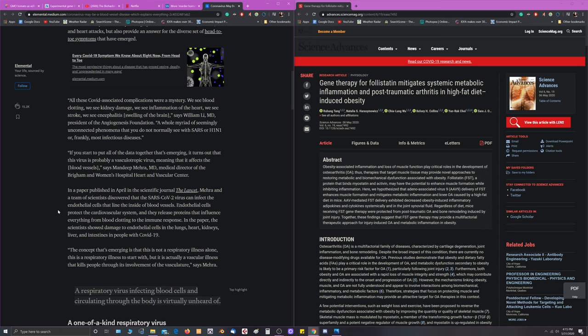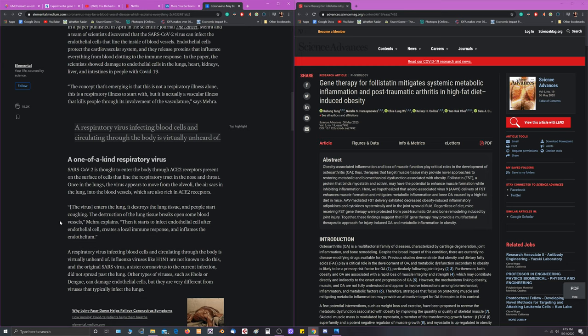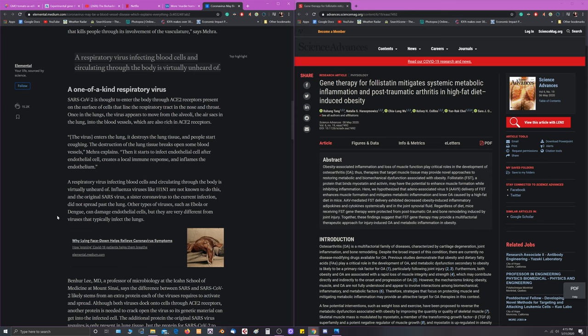Whew, man. Okay, so the concept that's emerged is that this is not a respiratory illness alone. This is a respiratory illness to start with, but it is actually a vascular illness that kills people through its involvement of the vasculature, says Mehra. A respiratory virus infecting blood cells and circulating through the body is virtually unheard of. A one-of-a-kind respiratory virus. SARS-CoV-2 is thought to enter the body through the ACE2 receptor present on the surface of cells that line the respiratory tract in the nose and the throat. Once in the lungs, the virus appears to move from the alveoli, the air sacs in the lung, into the blood vessels, which are also rich in ACE2 receptors.